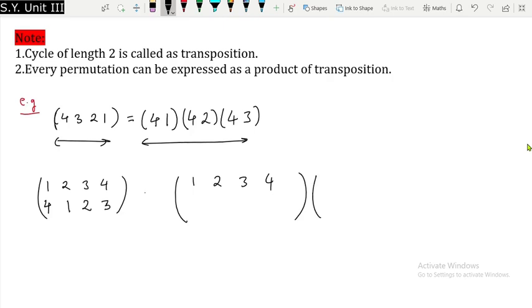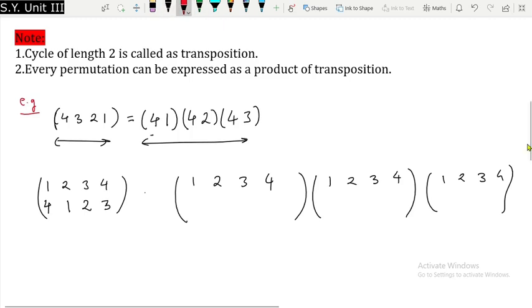On the right hand side you see 3 transpositions, right? So definitely 1 2 3 4, 1 2 3 4. You will think like this. 4 maps to 1. Now focus on this. 4 is mapping to 1 and 1 is mapping to 4, so the rest of the elements are fixed.